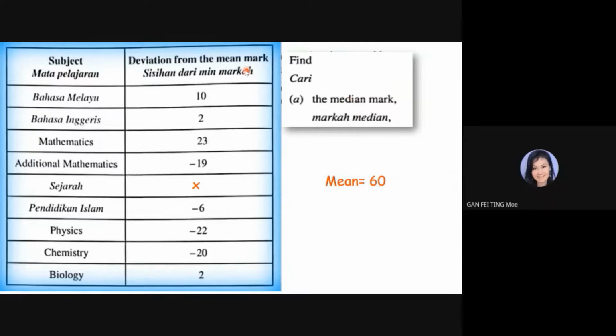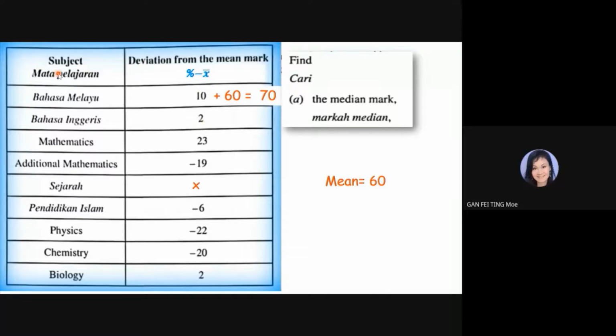What am I going to do? Back here, what do you understand by deviation from the mean? It's actually the marks that you get from the mean. I do not know how many marks I get, but if I take away the mean, this is what I have. Meaning that if you add the deviation to the mean, you will get the result. So please understand this phrase. Let's say your marks is 70. 70 minus 60, you get 10. This is what is meant by deviation from the mean mark. This is one phrase that you need to understand how to operate.